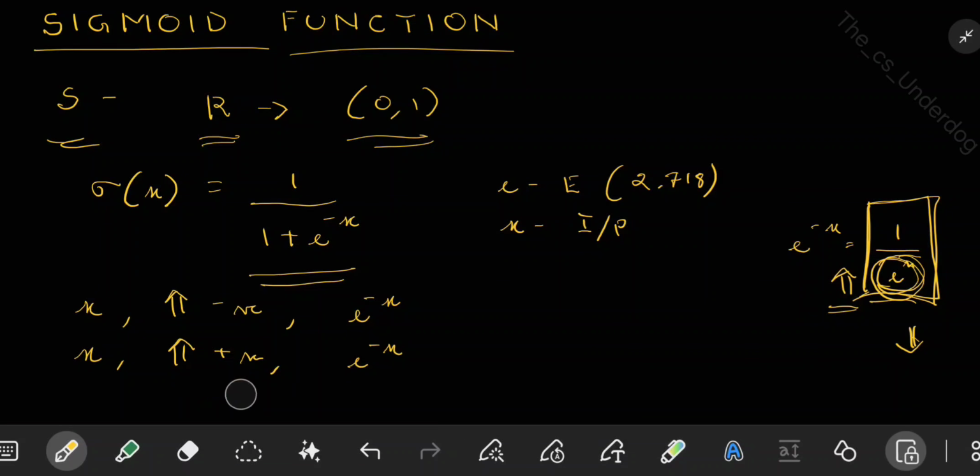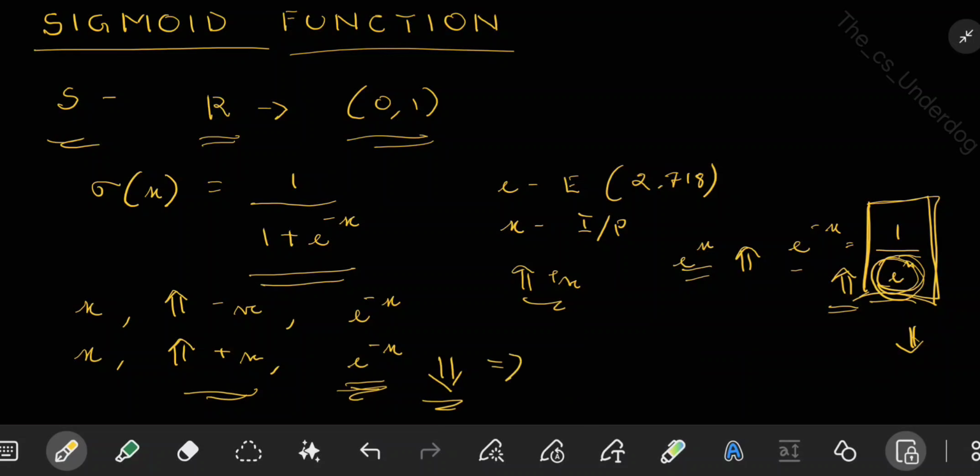Because that will be easier to understand than the negative value. It's easier for you to understand with a positive case. So when x is taking a very large positive value, e power x will also take a very large positive value, which means e power minus x will take a very small value, right? If e power x is a very large positive value, then e power minus x, that is 1 by e power x, will take a very small value.